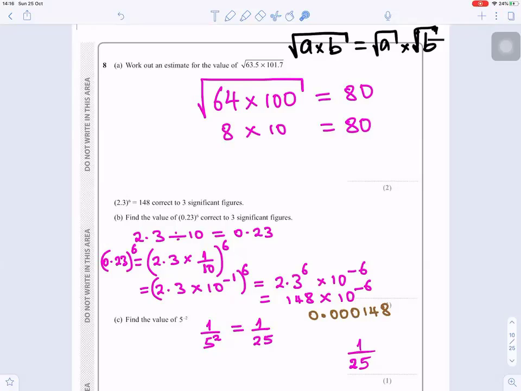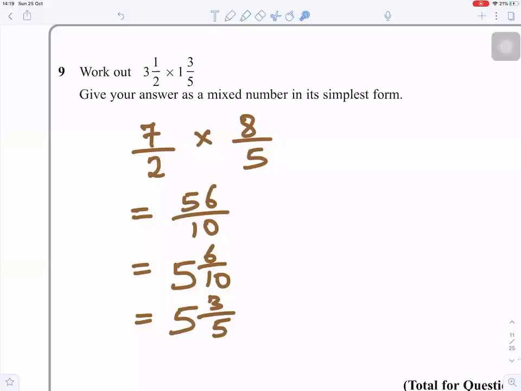Next part. 2.3 to the power 6 is equal to 148, correct to 3 significant figures. Find the value of 0.23 to the power 6, correct to 3 significant figures. Let's look at what is inside the bracket. 2.3 divided by 10 is 0.23. So what is in the bracket? We can replace it with 2.3 times 1 over 10.